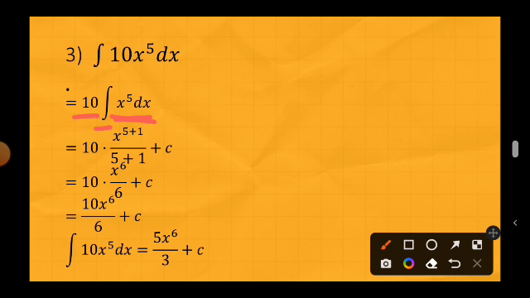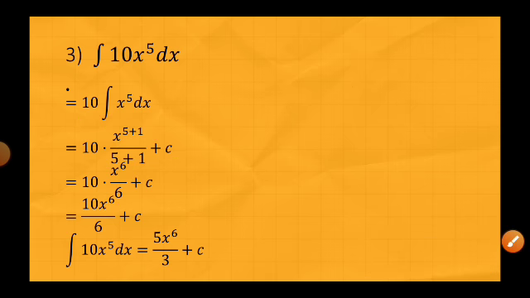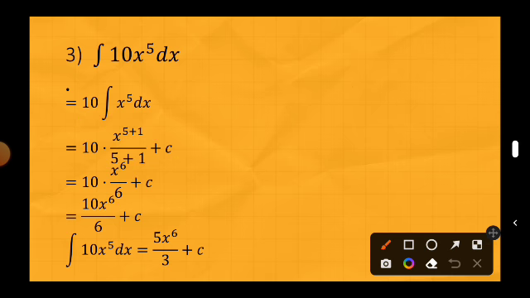Then after that, we apply power rule to our x by adding 1 to our exponent 5 and then making it the denominator plus the arbitrary constant c. And then we can simplify its exponent: 5 plus 1 equals 6, and then the denominator is 6. After that, we can now multiply our constant. 10 times x raised to 6 is equal to 10x to the power of 6 over 6 plus c.